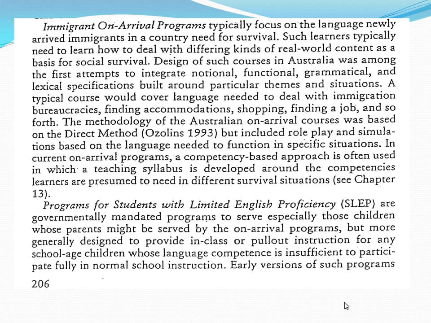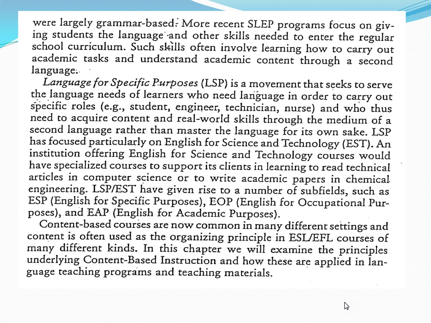That means programs for students with limited English proficiency are governmentally mandated programs to serve especially those children whose parents might be served on the on-arrival programs. So that can be the example. So immigrant on-arrival, immersion education, that means the Bhashan education in Bangladesh, and also the students with limited proficiency. Such kind of English language teaching method or approach can be called CBI, that means content-based instruction.